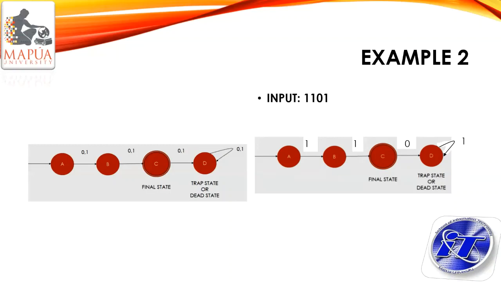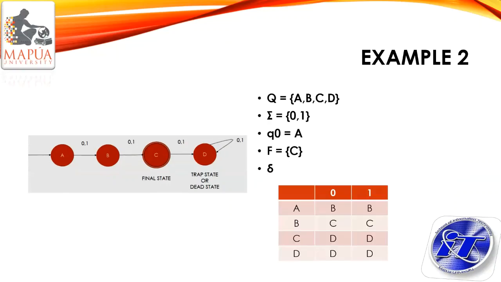Now let's define the 5-tuple for this automaton. For the list of states, we have A, B, C, D. For the alphabet, 0, 1. The initial state is A, the final state is C, and this is the delta function, which shows the path based on the value it encounters.